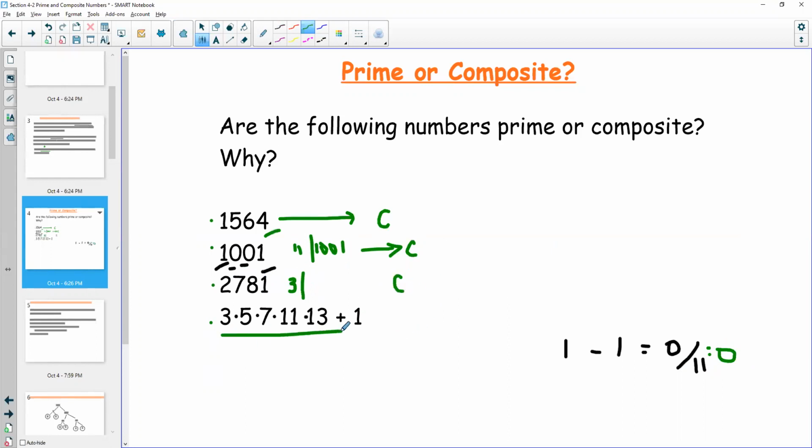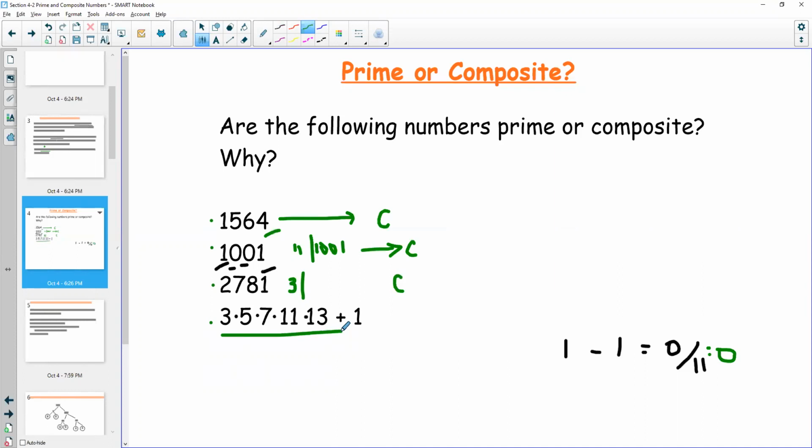Now look at the last one. Here's the thing. You don't have to multiply it all the way out, okay? So think about what you have here. I know 3 times 5 is going to get me 15. That's going to be an odd number, right? And then let's see. 15 times 7 is going to get me an odd number. It's 105. Times another odd number with an 11, also odd. Times another odd number, going to be also odd.